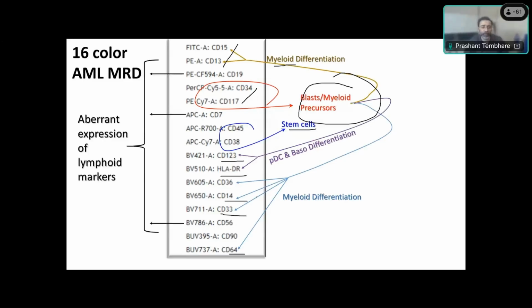And then CD36 also helps you to identify erythroid precursor. And then we have to add markers such as CD19, CD7, and CD56, which are aberrantly expressed in AML. So this is a combination. Either you use all these markers in one tube, or you can put these markers in 2-3 tubes with some common backbone markers.